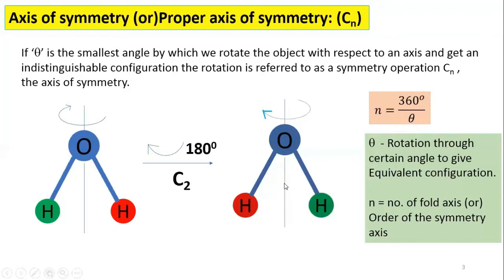So the 1 and 2 configurations may not be identical, but they look alike, and we could not find any change, except the difference that we have marked here by giving different colors to the hydrogen atoms. So this is the axis of symmetry. Let us see how the rotation leads to this configuration.